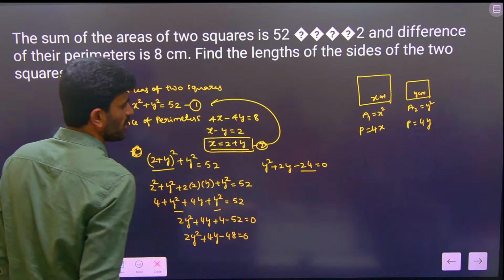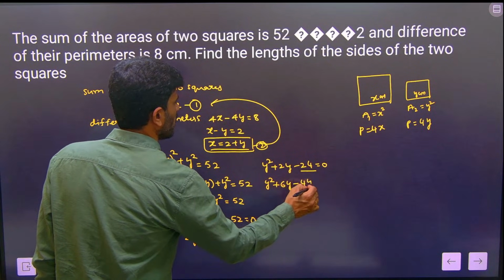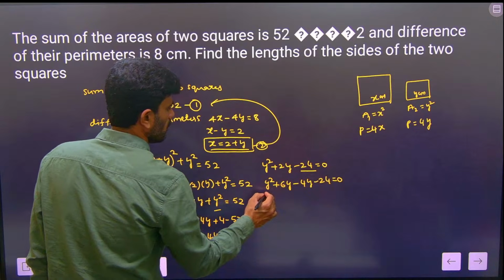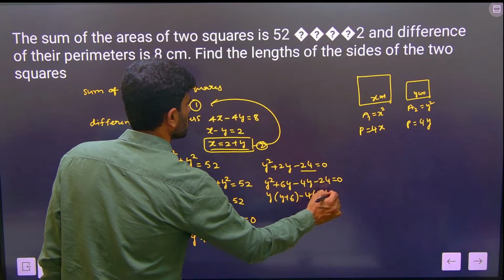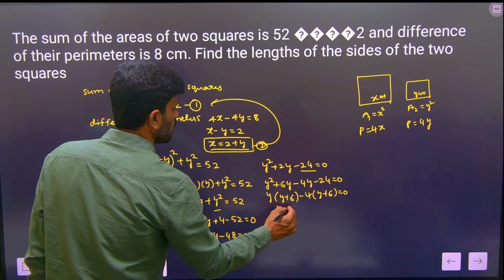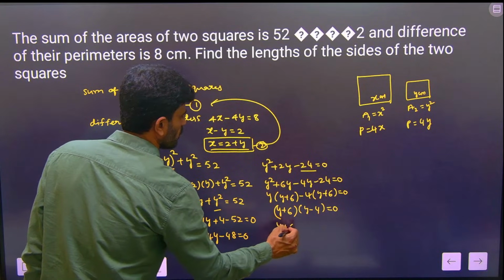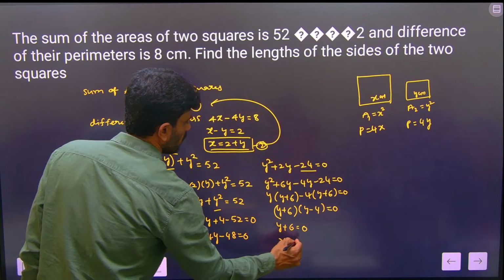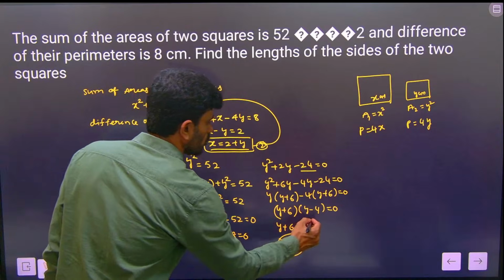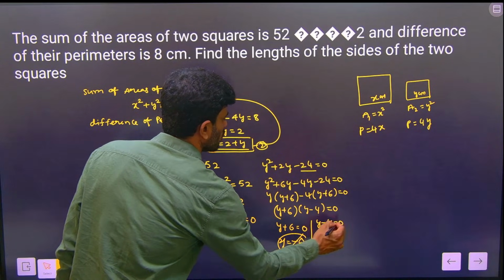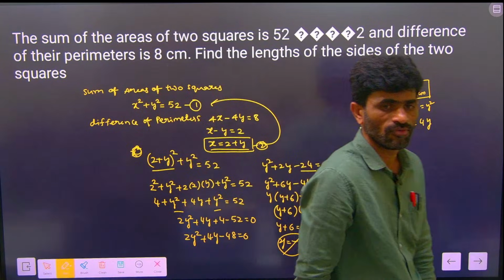Factors of 24 such that we get 2. Y square plus 6y minus 4y minus 24 is equal to 0. Y into y plus 6 minus 4 into y plus 6. So it is y plus 6 into y minus 4. So y plus 6 is equal to 0, y is equal to minus 6 can't be taken because it is a side. Side should be positive. So y minus 4 is equal to 0.